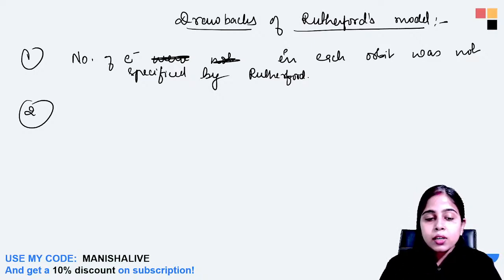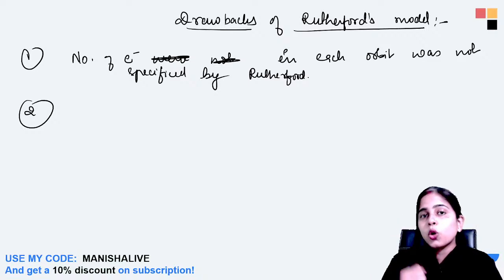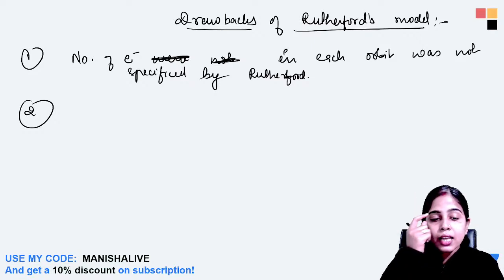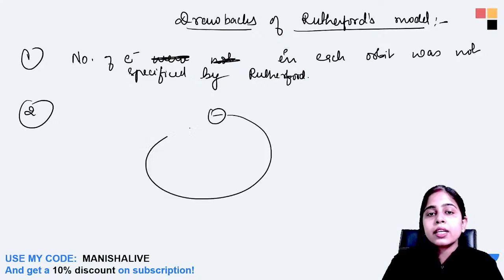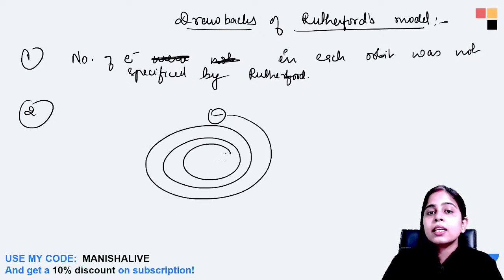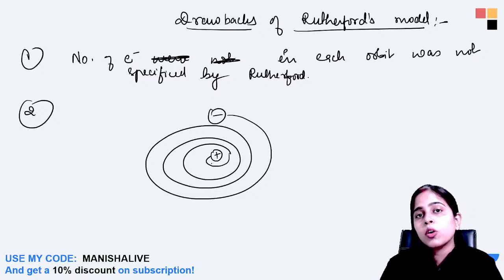Now, Rutherford said that the electrons are revolving around the protons in the orbits. So this loss of energy will be there in electrons, and one time will come when the revolving electron will fall into the nucleus and the atom will collapse.